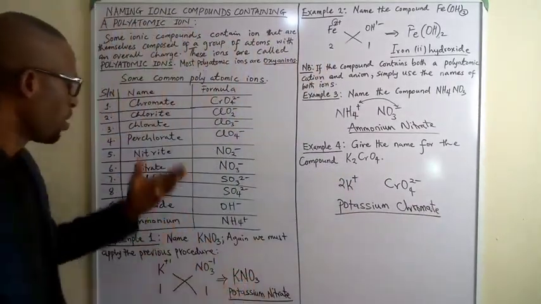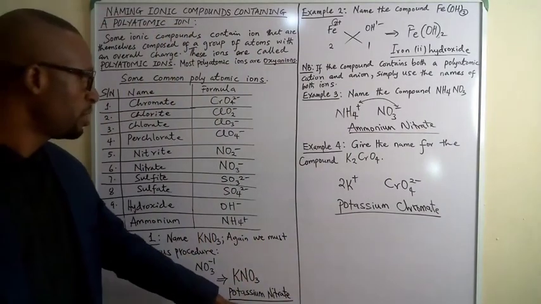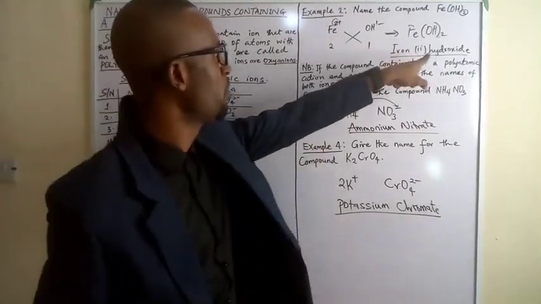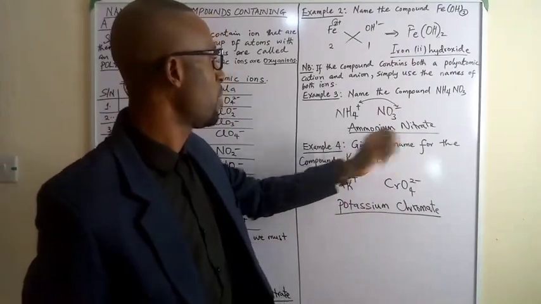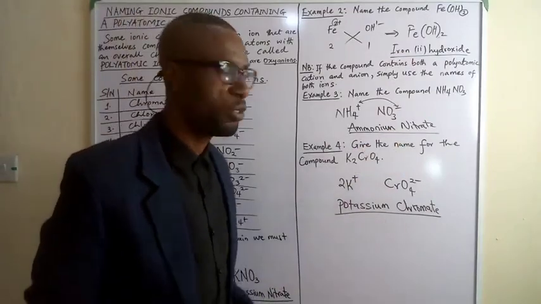So the name of the first compound is potassium nitrate. This one is iron(II) hydroxide. This is ammonium nitrate, and this is potassium chlorate.